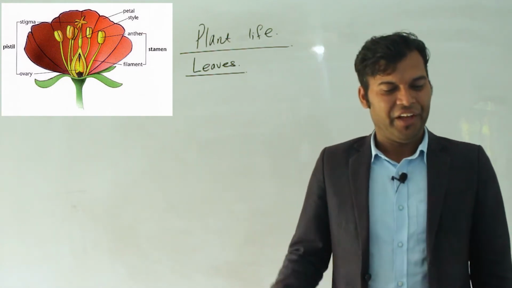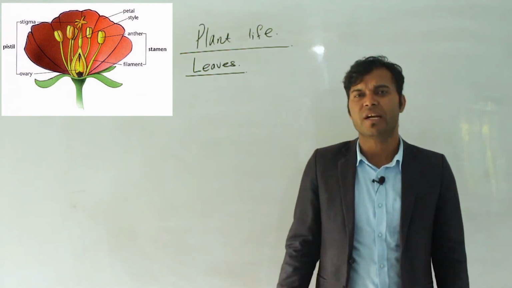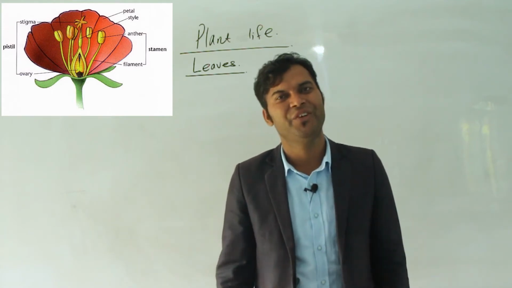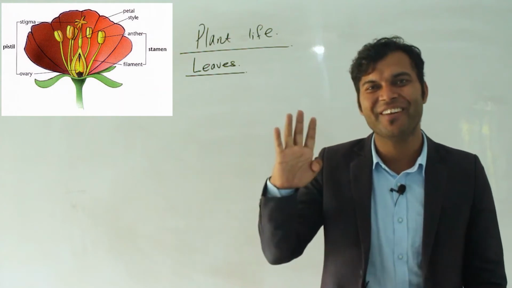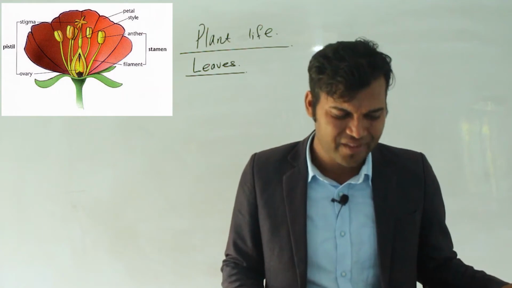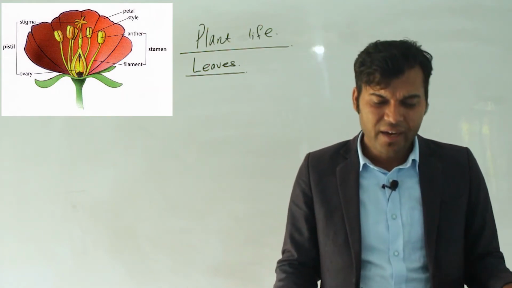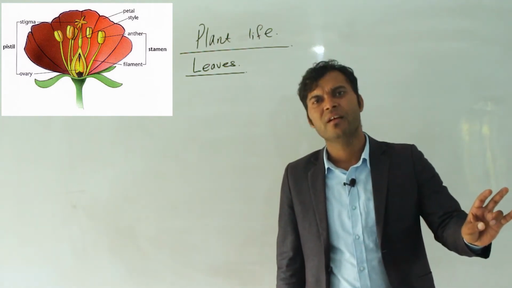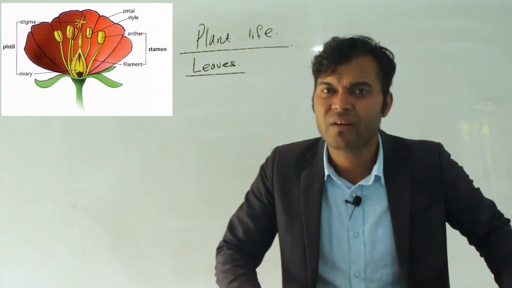Most of the flowers have the following four parts. Look there, the different parts of the flowers. They are sepals, petals, stamens and carpels, isn't it? These are the four parts of a flower.